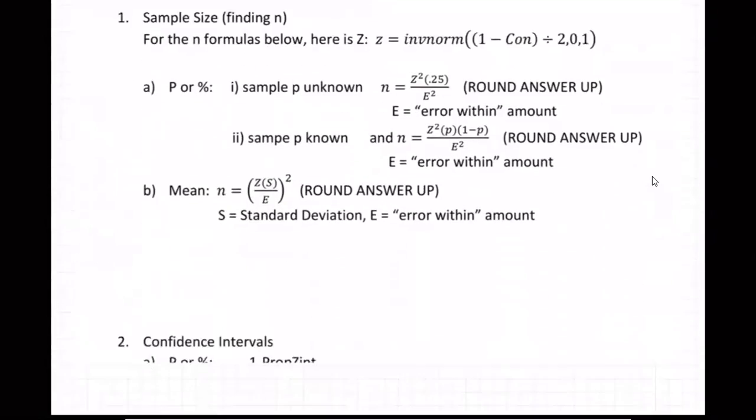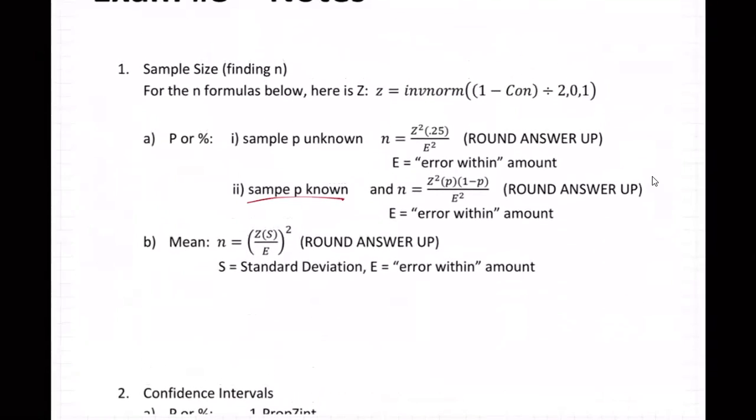So right away, we're going to grab this formula: sample p known. See what's different on this problem? This time we know something about p, so we're not using the 0.25 formula that we used on the other problems, but now we're using the new formula right there. So that's the one we're going to use.